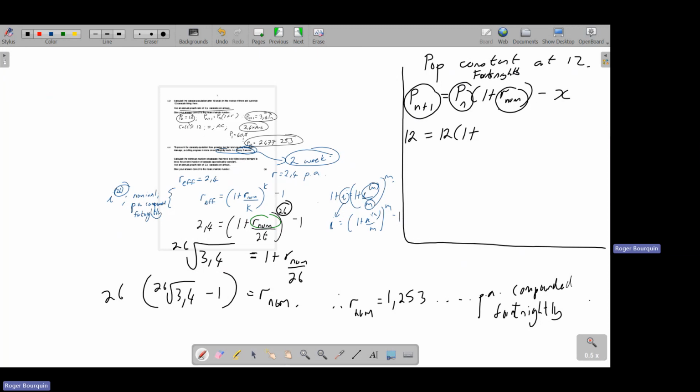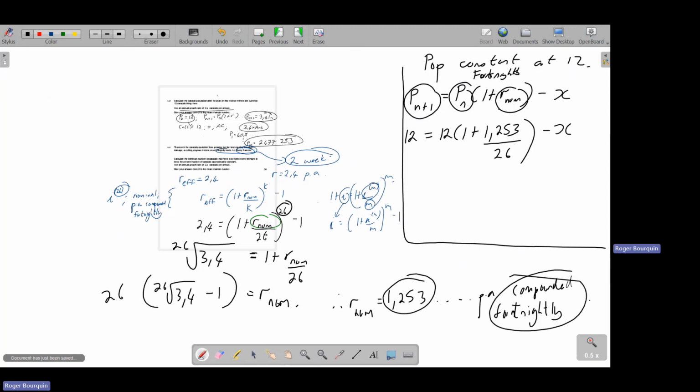So it's going to be 12 is equal to 12 times, 1 plus 1,253, over 26, minus x. Because if the nominal interest rate is per annum compounded fortnightly, you have to divide by 26.